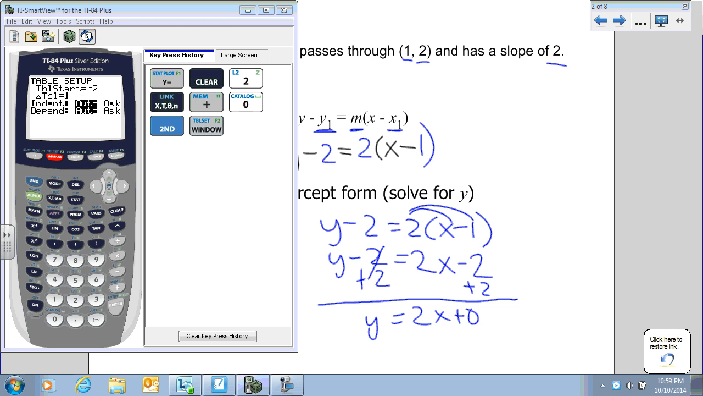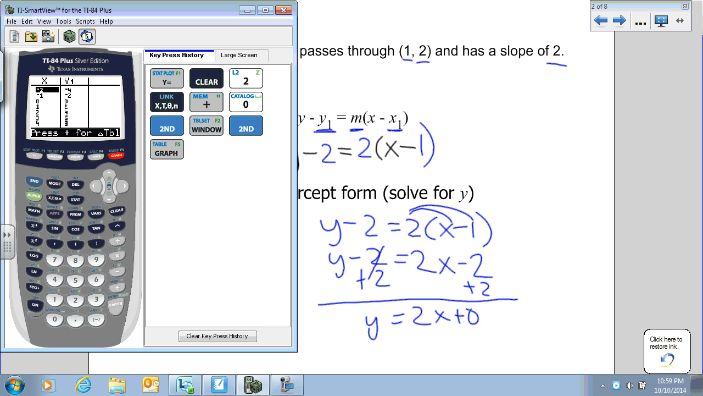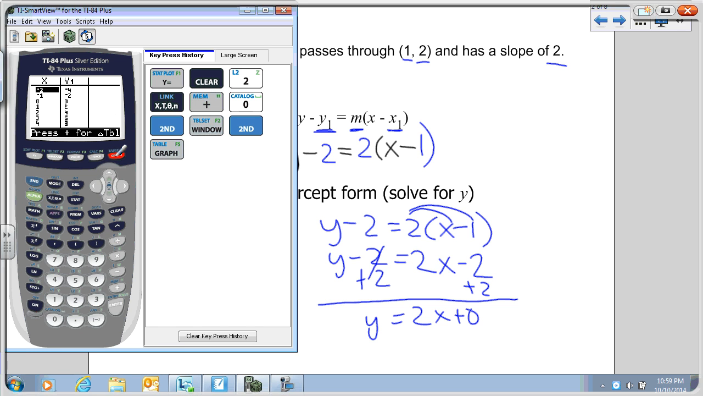Once we have that, we're going to go to second graph. We're going to get to the table. And now what I'm looking for is this ordered pair. I'm looking for 1, 2. I found 1 in the x, and sure enough, there in the y is the 2. So because this equation has a slope of 2 and an ordered pair of 1, 2, I know I found the right equation.